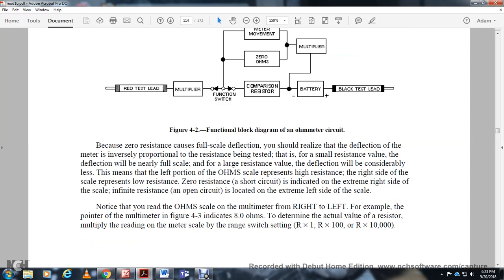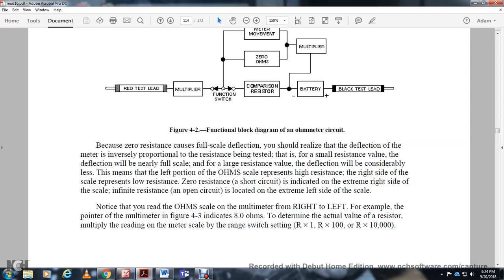Because of zero resistance, you should receive full scale deflection. The deflection of the meter is inversely proportional to the resistance being tested. For a small resistance value, the deflection is nearly full scale; with a large resistance, the deflection will be considerably less. This means the left portion of the ohm scale represents high resistance and the right side represents low resistance. Zero resistance, a short circuit, is indicated at the extreme right side of the scale. Infinite resistance, an open circuit, is at the extreme left side of the scale.